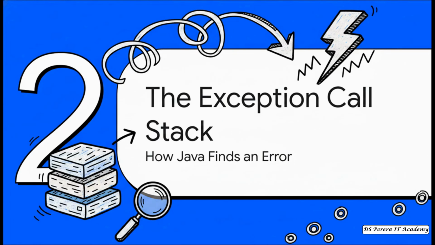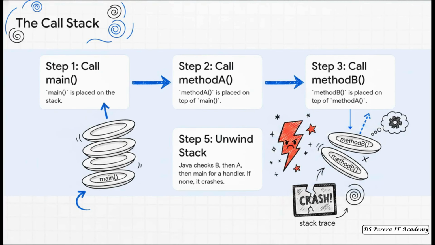Alright, so when one of these exceptions does happen, how in the world does Java know exactly where it happened? The secret to that is something called the call stack. Let's break down how this actually works. The best way to think about the call stack is like a chain of command. Imagine a manager gives a task to a team lead, and that team lead gives a task to an employee. Let's see how that plays out in code.